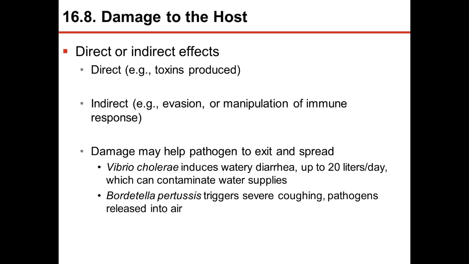Direct is typically going to be some sort of toxin-produced or type 3 secretion system, something that is intentional, causing damage, whereas indirect is more just collateral damage based on whatever growth of the bacteria is causing. So in this case, it could be something that's not intentional, but ultimately causes us to have signs and symptoms. Now, damage may help the pathogen to exit and spread.